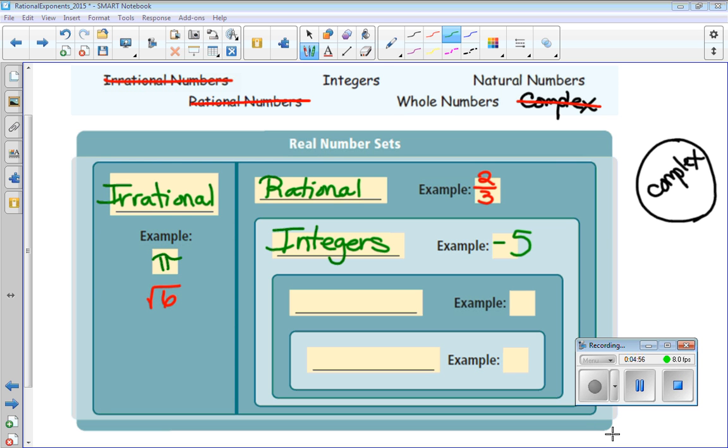So we know what integers are now. What's the next biggest group? Actually, natural is the smallest, believe it or not. So it's going to go whole numbers, and then it's going to go natural numbers. There is only one number different between the two.